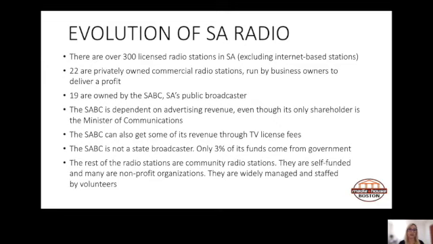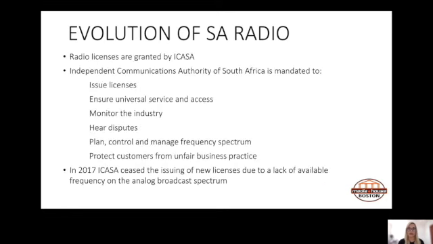The rest of the radio stations in South Africa are known as the community radio stations. They're self-funded, and many of them are non-profit organizations. They're widely managed and staffed by volunteers. So where does it start? How does one start a radio station? Well, first and foremost, you need a license, okay? You need a license that is granted by ICASA.